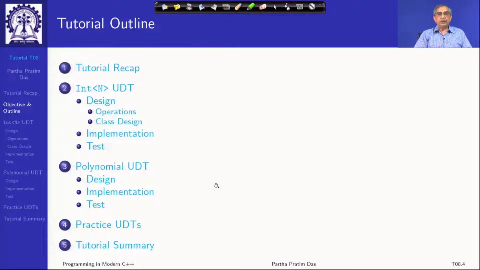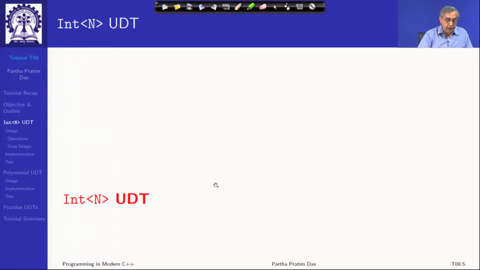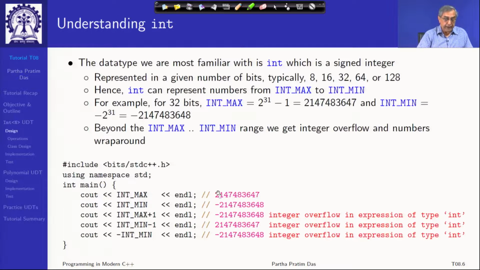So, this is the outline which will be there on the left all the time. Let us first talk about the int n UDT. Int n UDT has two purposes. One is to build a data type that is like the built-in int integer data type of C++, and in the process understand some finer details regarding the int data type itself.